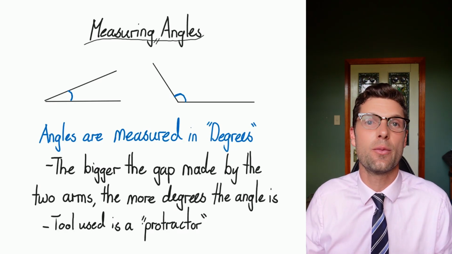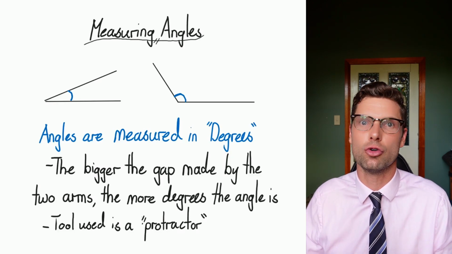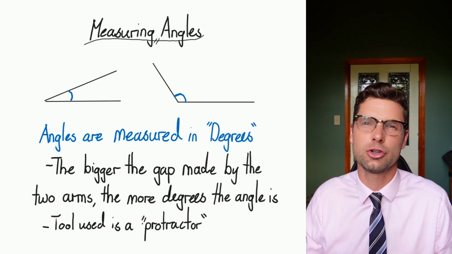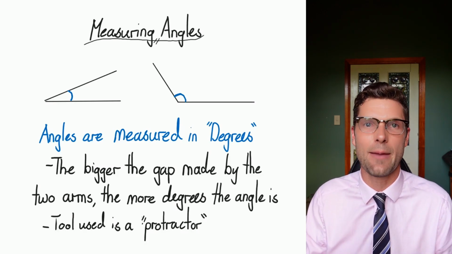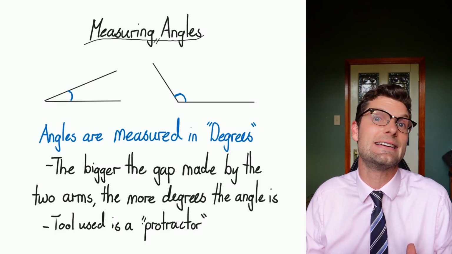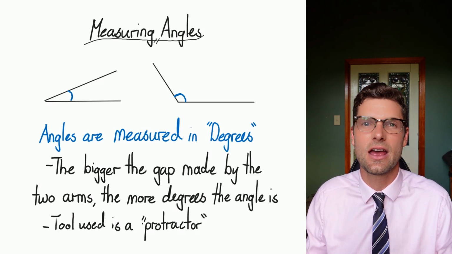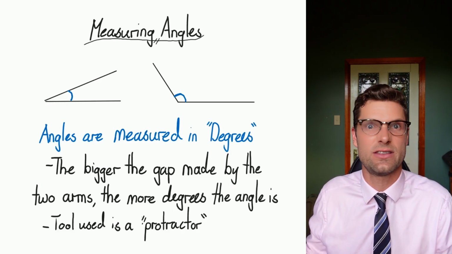We measure this with a protractor. So we've been using rulers to measure distance, and a protractor is kind of like a ruler for degrees. It'll tell us how big the gap is so that everyone's using the exact same standard units in order for us to communicate with someone else.